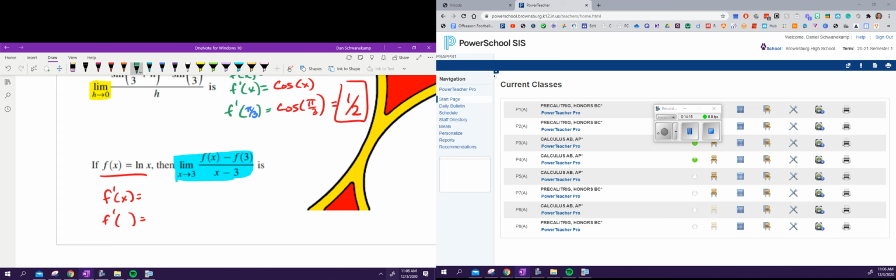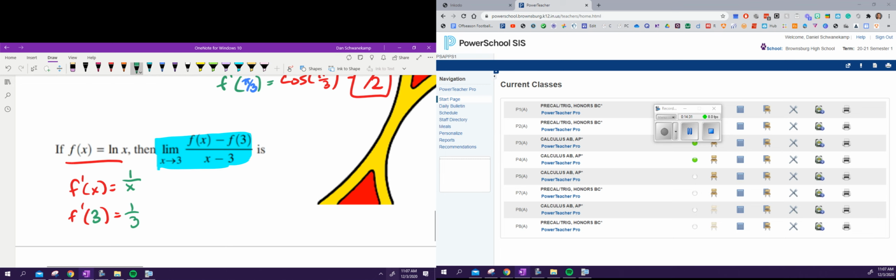What is the derivative of natural log? 1 over x times the derivative of x. So it's 1 over x. I'm finding f prime at what number? What am I trying to find the derivative at? 3. So it's 1 over 3, done. It's 1/3. Let's just show you this the other way.